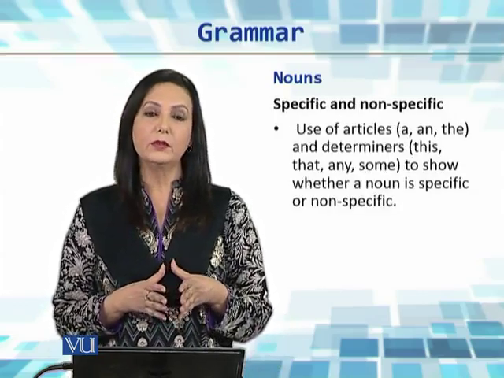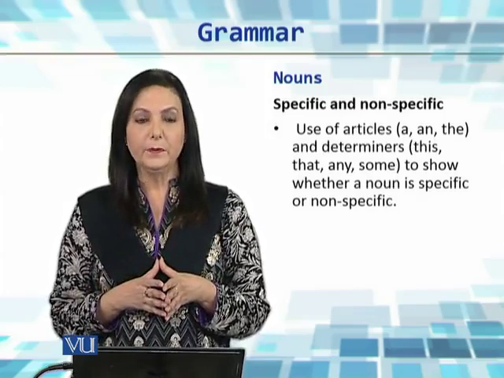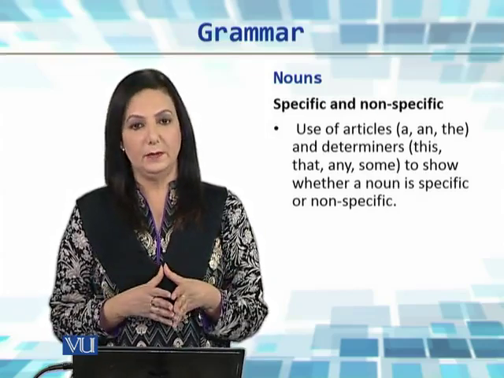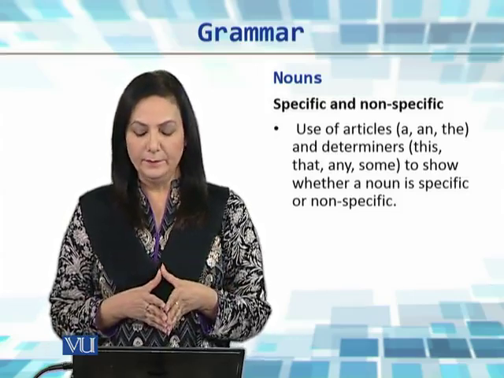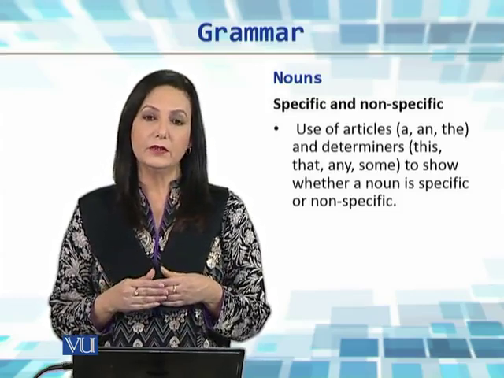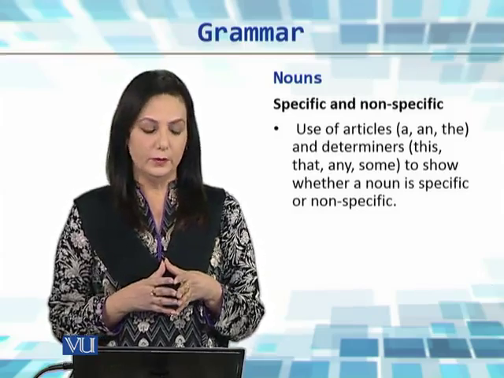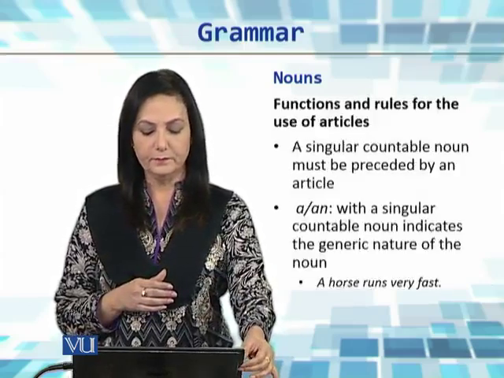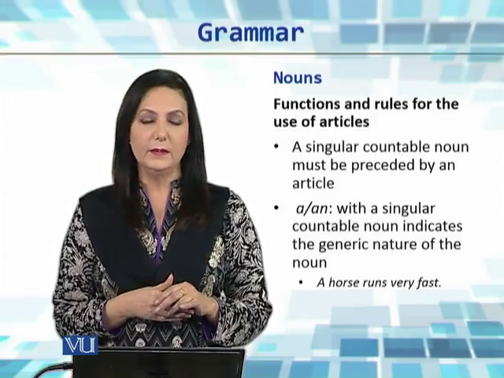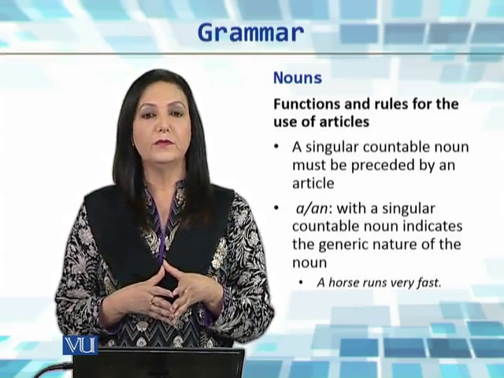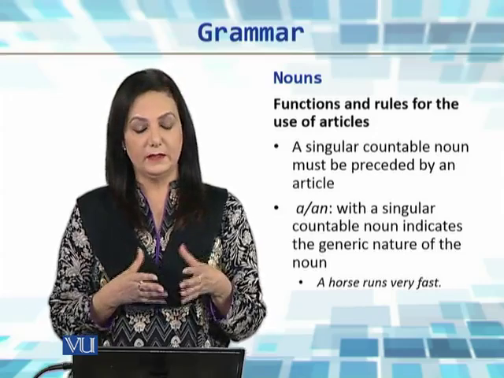In terms of the use of articles to indicate whether an object is specific or non-specific, we use an article or some other determiner. For example, this, that, any, many, all, etc. The use of the articles or determiners indicates whether the noun is specific or non-specific. When we use articles with nouns, we use them to perform a number of functions. These functions may be grammatical or pragmatic.